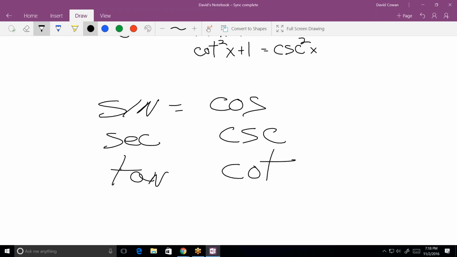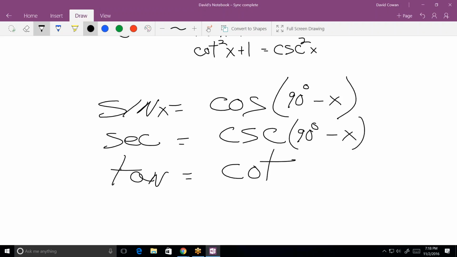Now, as long as we're talking cofunctions, they all share a very interesting property, which is this one. Sine of x is always equal to the cosine of 90 degrees minus x. Same thing with secant, cosecant, and same thing with tangent, cotangent. Remember when we were talking the sine of 30 degrees, it was 1/2? Cosine of 60 degrees is 1/2.